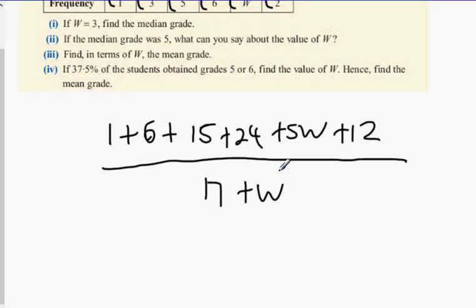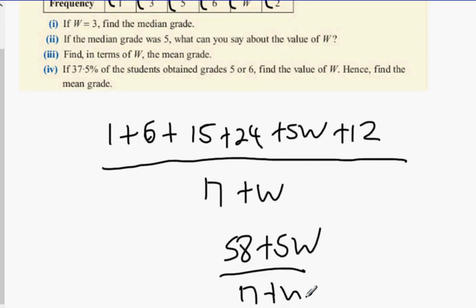Okay, next thing, add them all together. 7, 22, 46, 58. 58 plus 5W divided by 17 plus W, and that's your mean. Okay, you can't do anything with it.